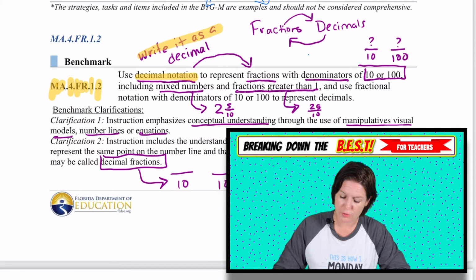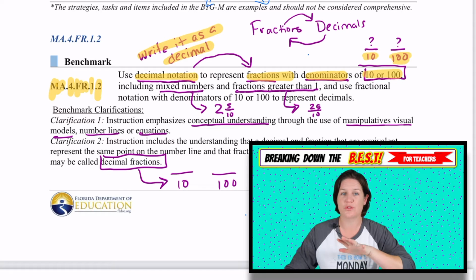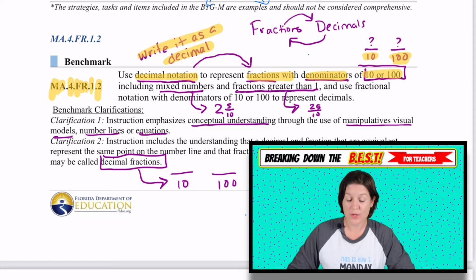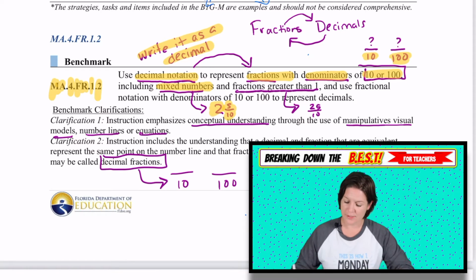That just means that we're going to write it as a decimal to represent fractions with denominators of 10 or 100. So we need either 10 or 100 in the denominator. Those are the only fractions that we'll be converting into decimals. However, this will include mixed numbers, a whole number and a fraction together. That is a mixed number.